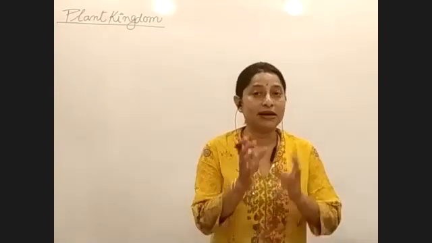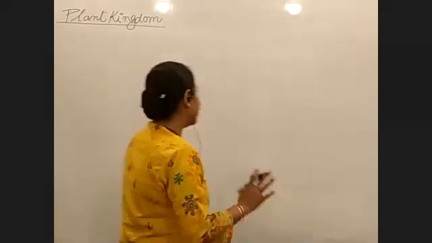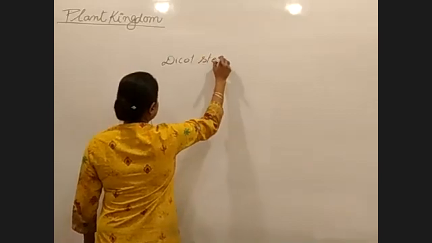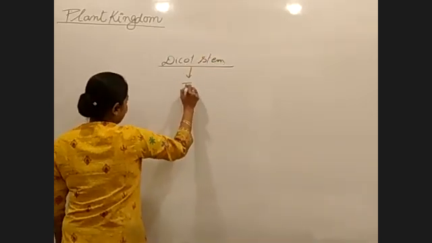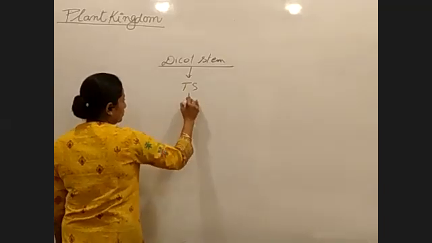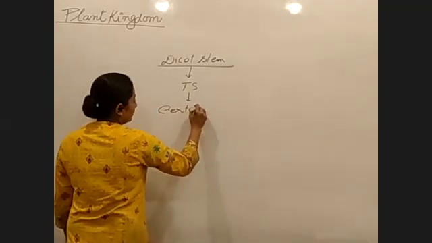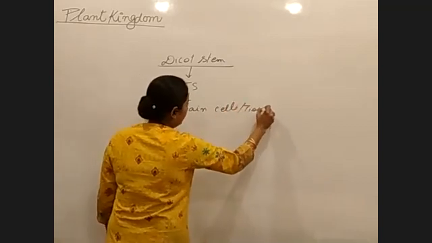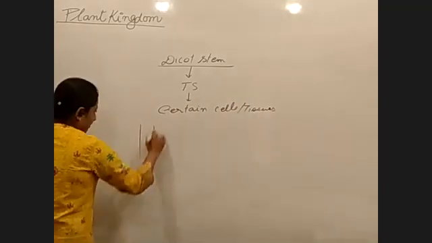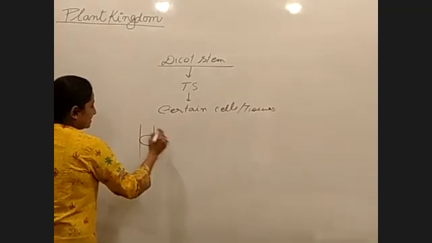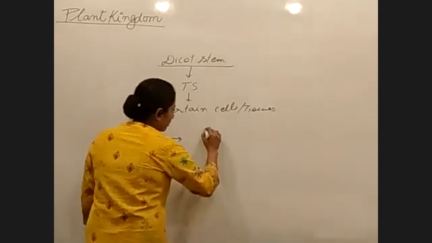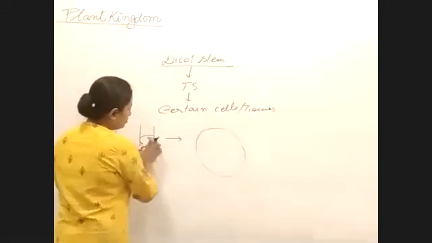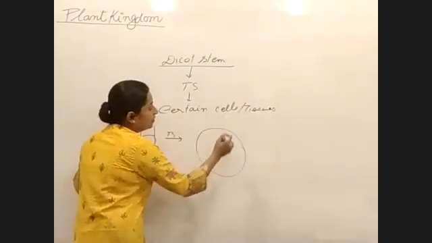Now what do you understand by the central mass of vascular tissues? To understand that, suppose we are talking about a dicot stem and we cut a TS, a transverse section. What are we going to see? Certain cells or tissues. We already know this. Suppose this is the stem and we are going to cut a TS. This is something that we have already discussed. So you are going to see something like this.